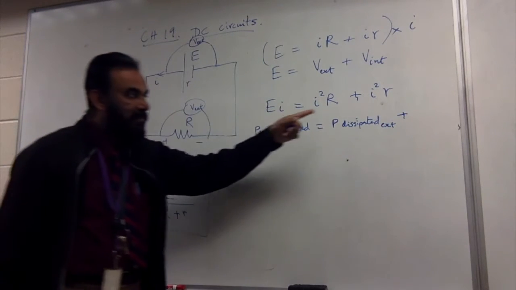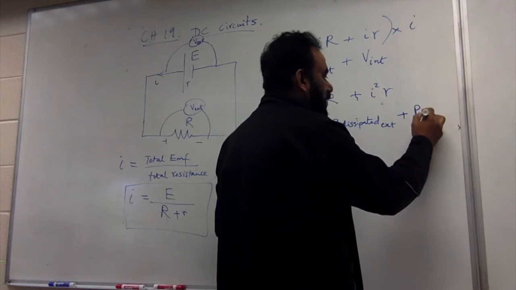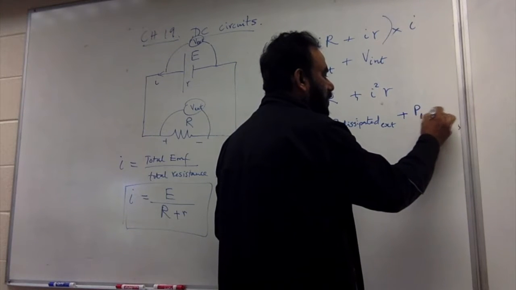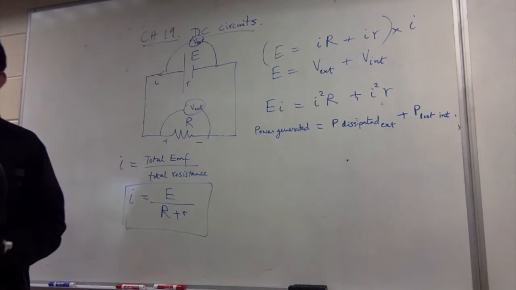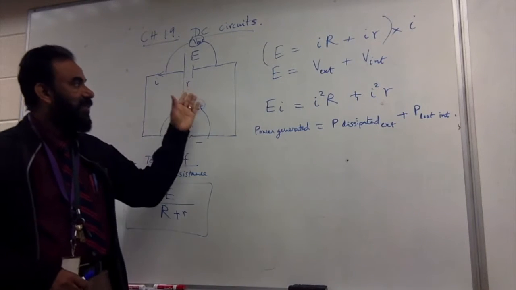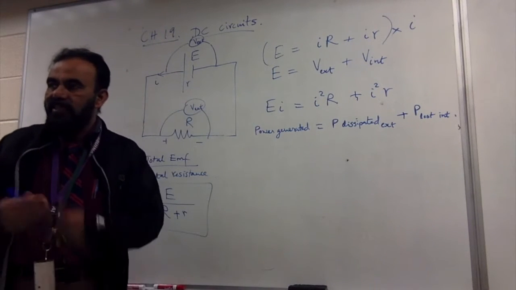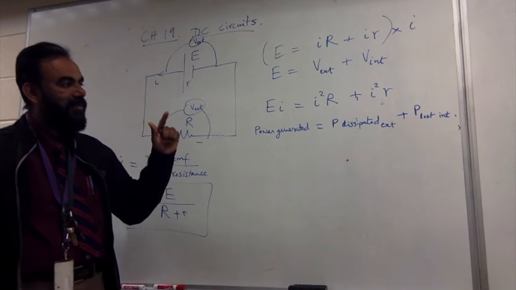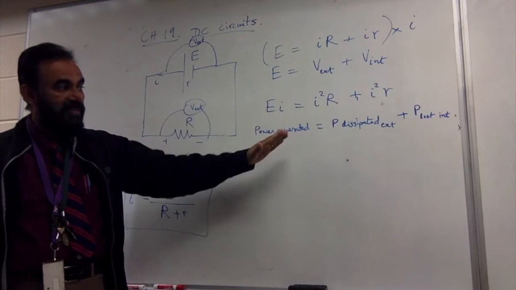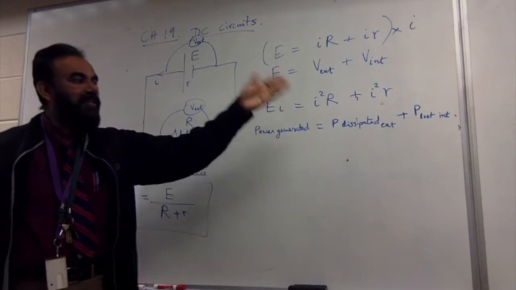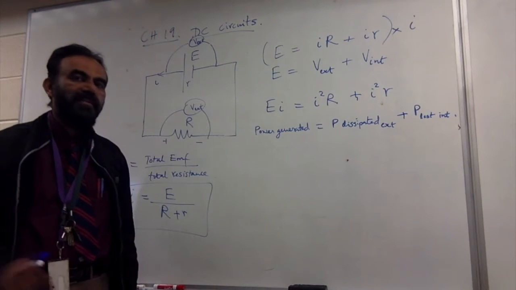And internal power dissipated is the power lost internally. I'm using the term lost because it's not something that's of any use. It only heats up the battery. It won't be of any use. So the power generated is equal to power dissipated externally, which is a useful thing, plus the power lost internally.